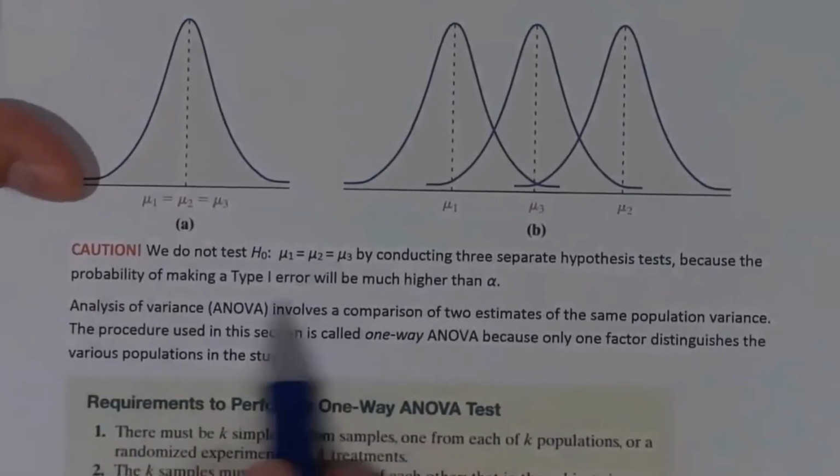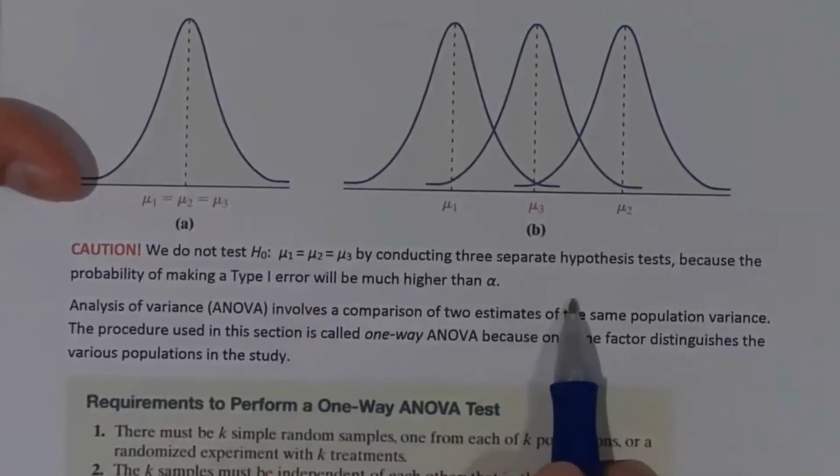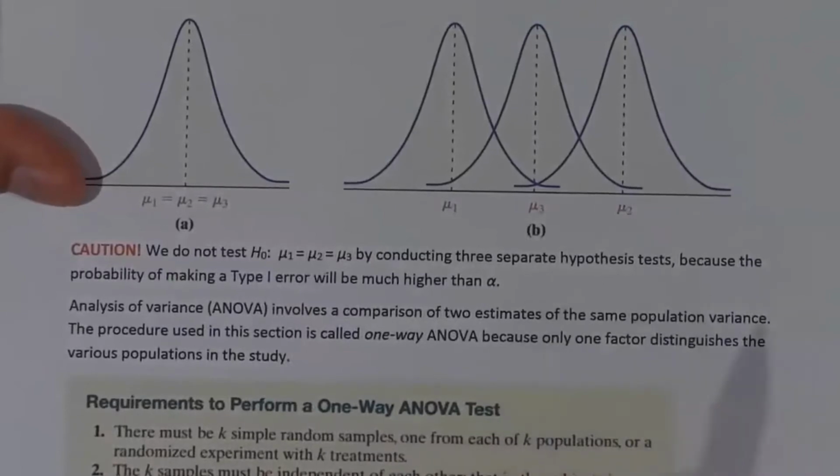But again, the reason why we don't do that is because the probability of making a type 1 error is higher than the level of significance would be, and that's the issue. So we use this ANOVA test instead.